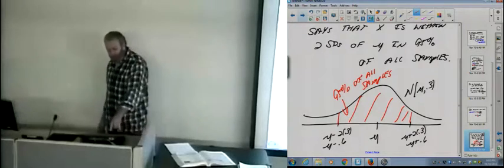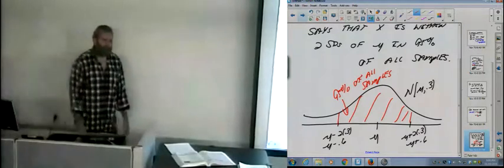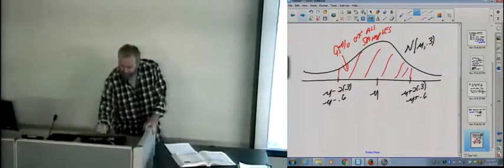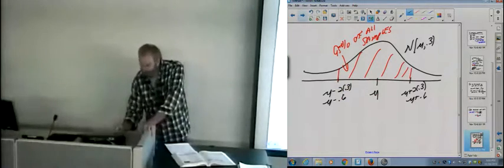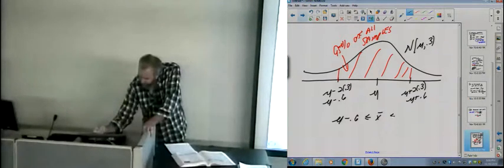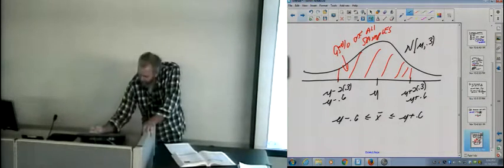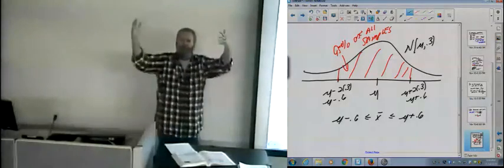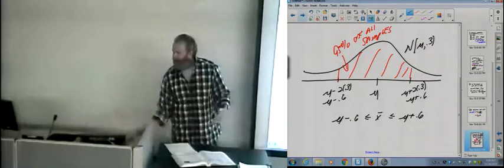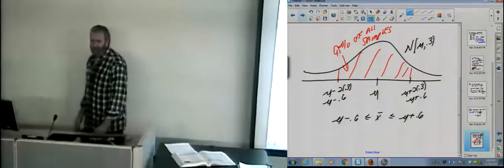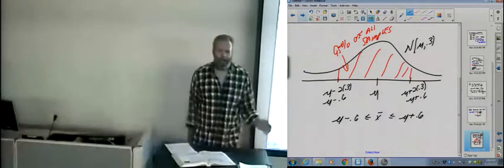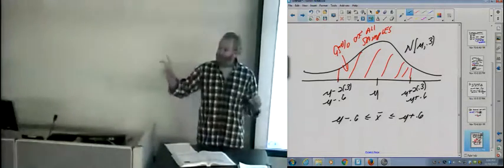X bar falls between those 2 values. Now, the picture's one thing. What I'm telling you is, based off of what I see there, in 95% of all the samples, this is true. I mean, that's what it means, right? That's what the area makes up, is 95% of all samples give you an x bar between these 2 values I got marked here. Mu minus 0.6 and mu plus 0.6. So at this point here, we've done a hell of a job. In 95% of all the samples, x bar is between mu minus 0.6 and mu plus 0.6.